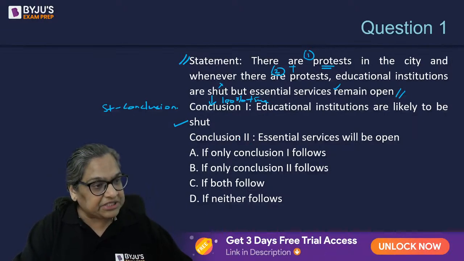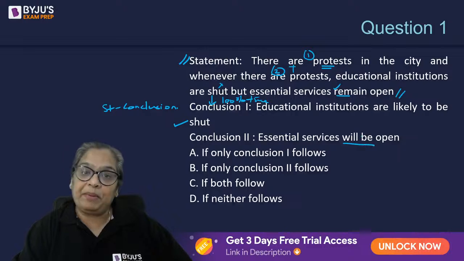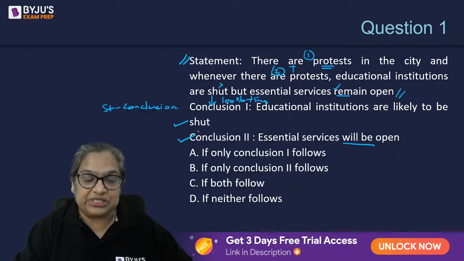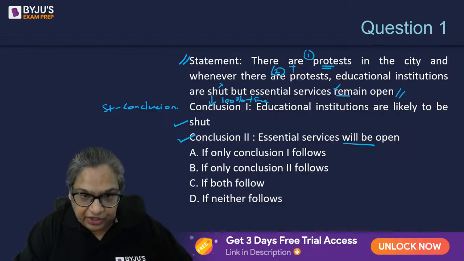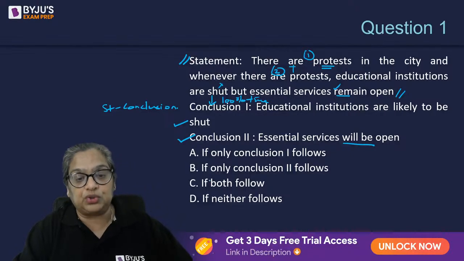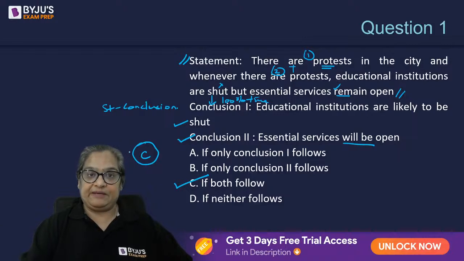Yes, 100% true. Next, essential services remain open, he said. So essential services will be open. You can say definitely. So you will say yes, this is also correct. So the code says mark A if conclusion 1 follows, B if conclusion 2 follows, C if both follow. So my correct answer is C.